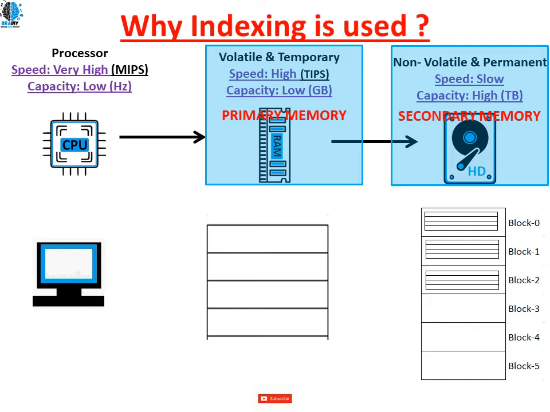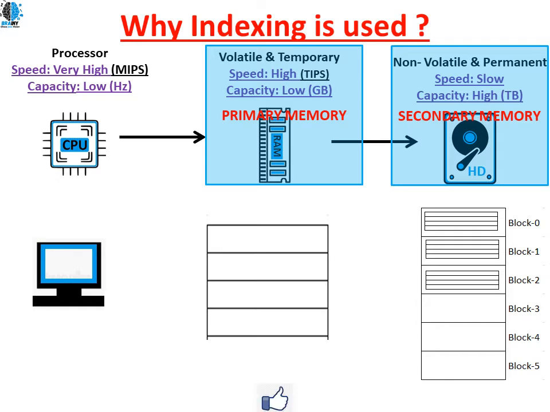So the processor wants to execute the query. What is the query? Select star from student table. Now the processor needs the data to process the query. Is the data there in the processor? No. Where is the data? Data is in secondary memory. So now the processor will instruct primary memory that I want this particular data.